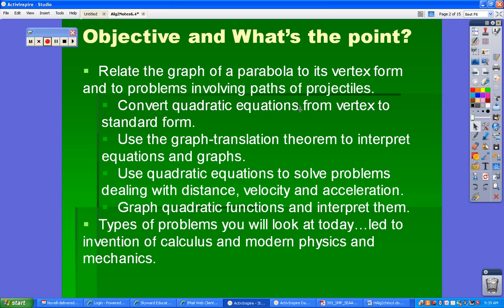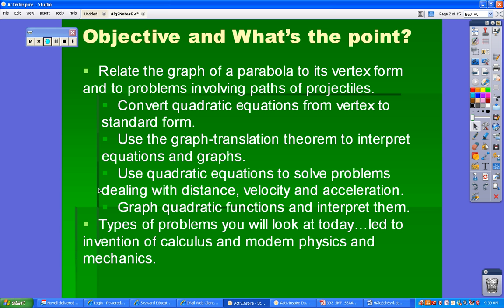We're going to relate the graph of a parabola today to its vertex form, and we're going to talk about projectiles today. This is a really important lesson because most of the time you will not see equations in vertex form, which we talked about yesterday, which is so nice and easy to graph. Instead, they give it to you in standard form, and standard form is a little more difficult to interpret, but it is nicer because you can type it directly into your graphing calculator. So we're going to try to work back and forth between the two forms today.